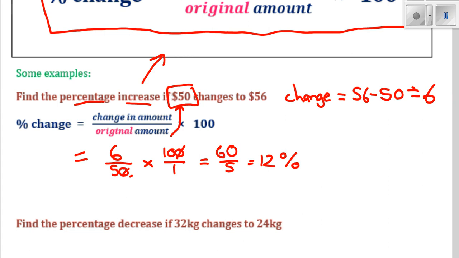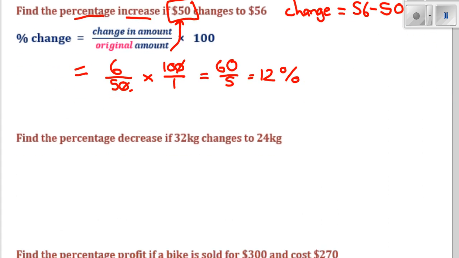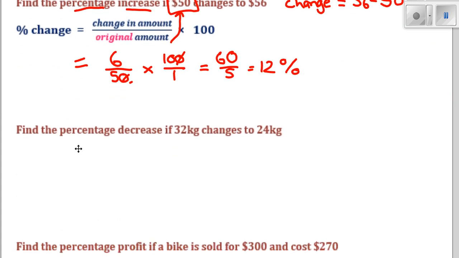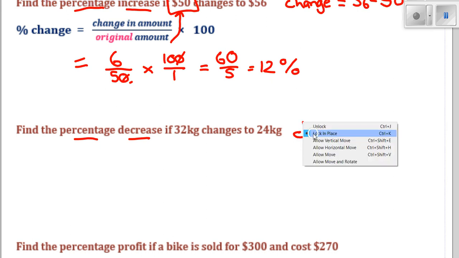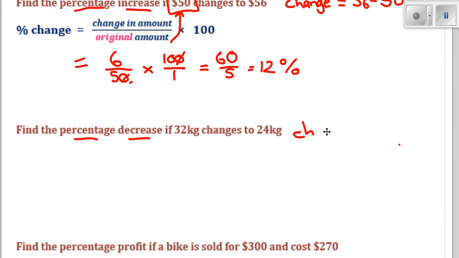Find the percentage decrease. So find the percentage something. So use the percentage change formula again. The change in value over the original times 100. And if 32 changes to 24. So the change is 32 minus 24. Work this out because you might get a mark just for doing this. 32 minus 24, it's 8.